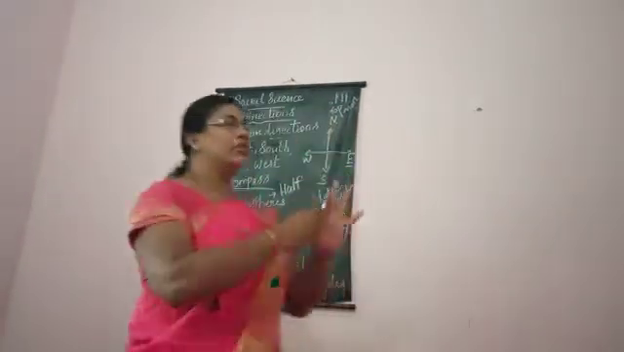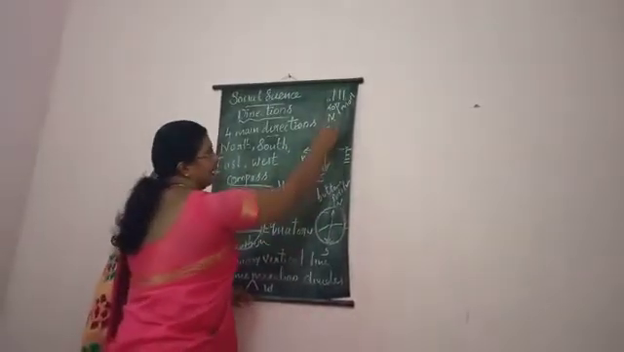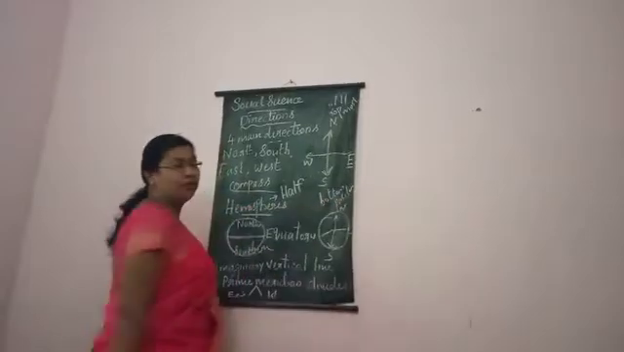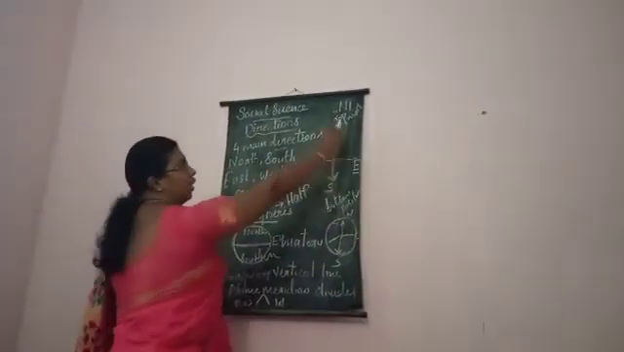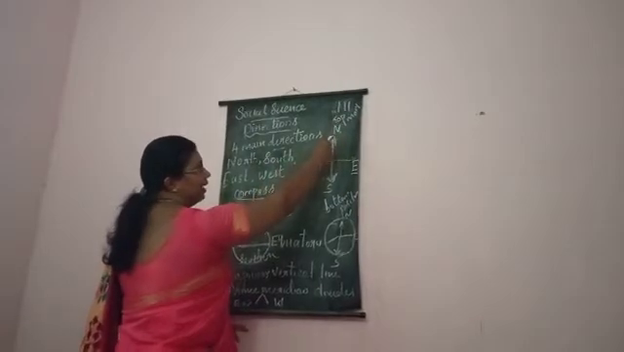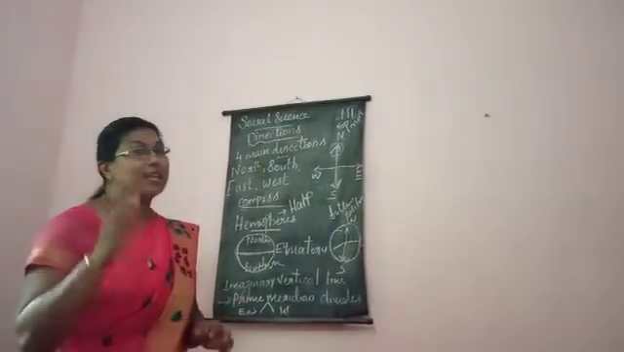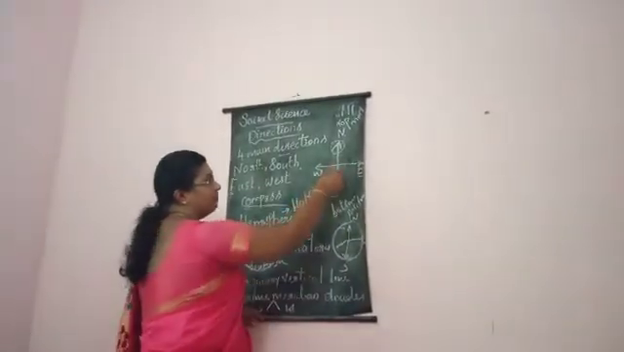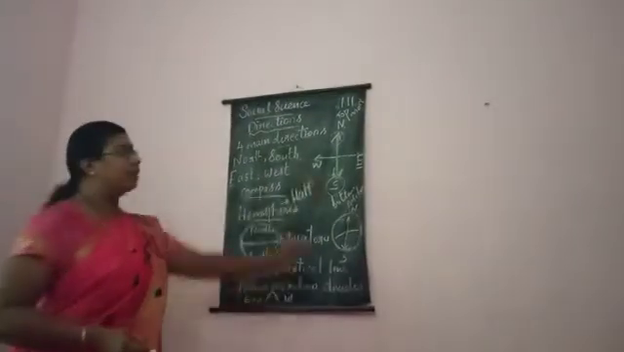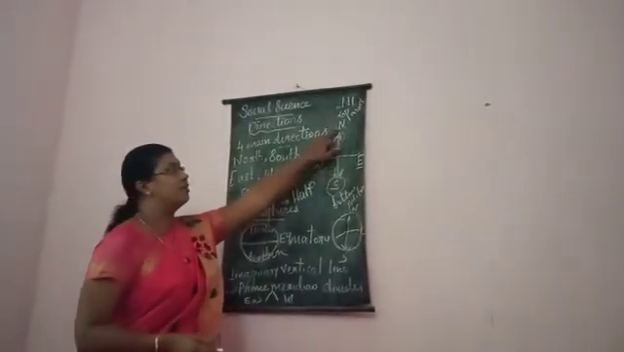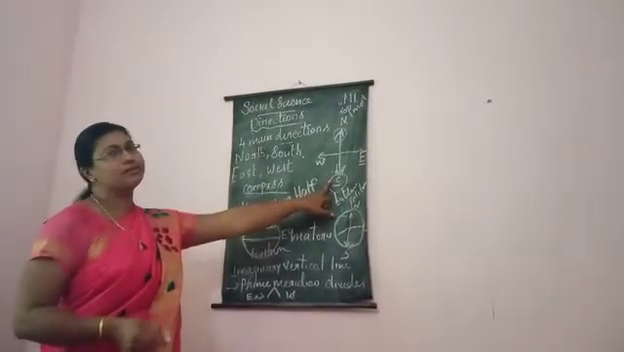So my dear children, listen carefully. Can you see one cross like this? Can you see? So we are going to identify the directions. Listen carefully. The topmost area is north and the bottom area is south.